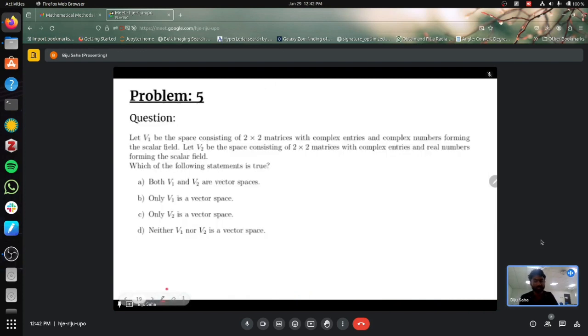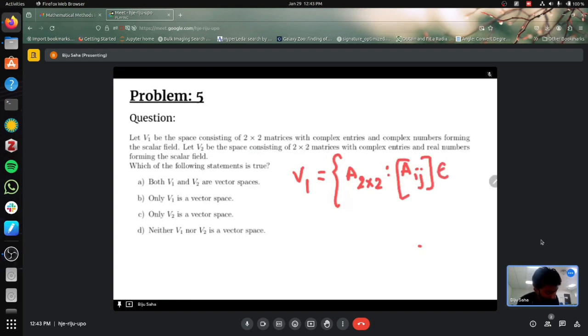Now the second criterion is again trying to find out whether a set of matrices forms a vector space or not. Right now again we have two sets. One is this V1. In this case we have a 2 cross 2 matrix with complex entries. So the entries are complex here.